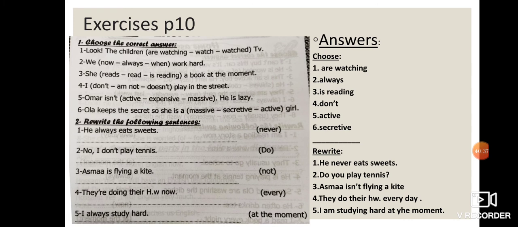Again, number 4. They are doing their homework now. I want to put "every", so the answer will be: they do their homework every day. They do their homework every day. Okay? Sorry for this mistake.